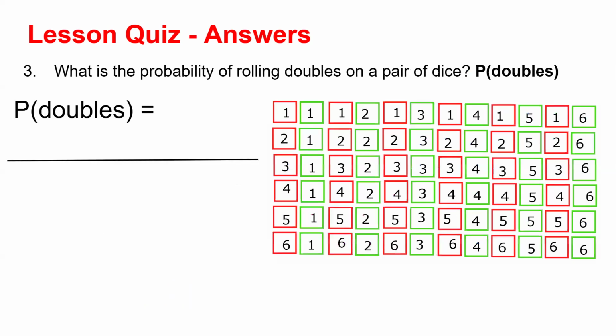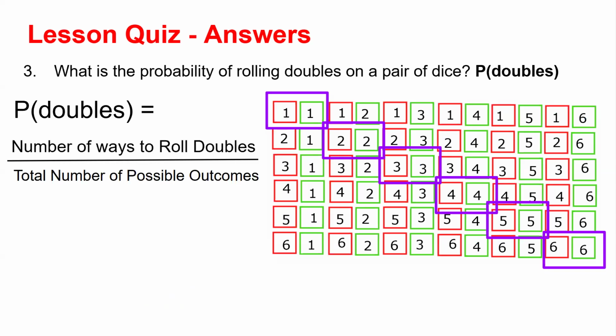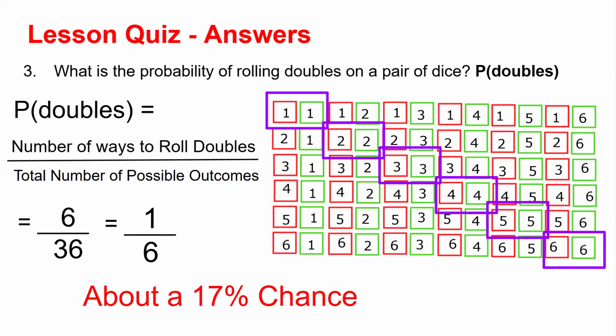Number 3. What is the probability of rolling doubles on a pair of dice? Well, we need the number of ways we could roll doubles. We could do a 1 and a 1, a 2 and a 2, 3 and a 3, 4 and a 4. There are 6 ways to roll doubles out of a total of 36 possible outcomes. That's about a 17% chance of rolling doubles.